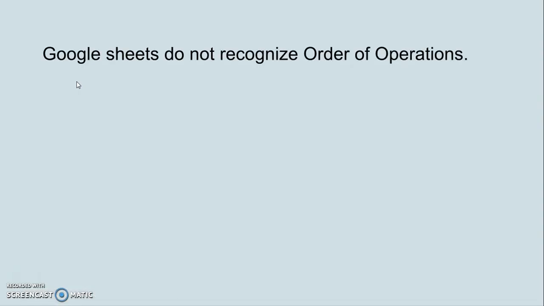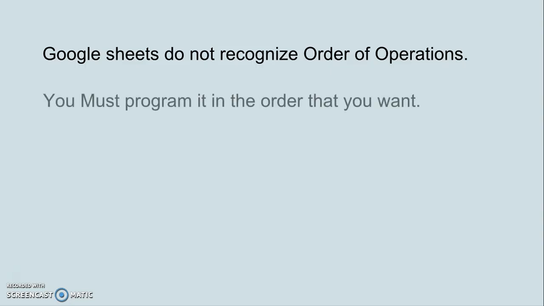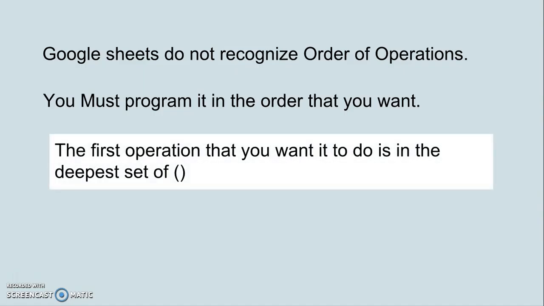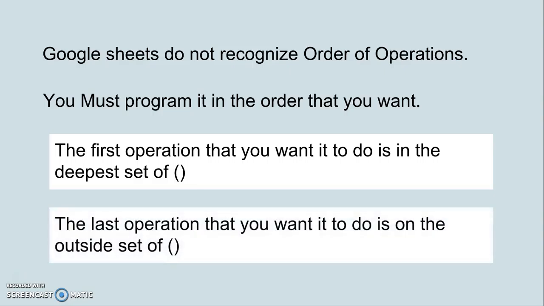A couple of reminders: Google Sheets does not recognize the order of operations, so you're going to have to program it in the order that you want. The first operation that you want it to do will be the deepest in the set of parentheses. It's going to all be about parentheses. And the last operation that you want it to do will be the outside set of parentheses.